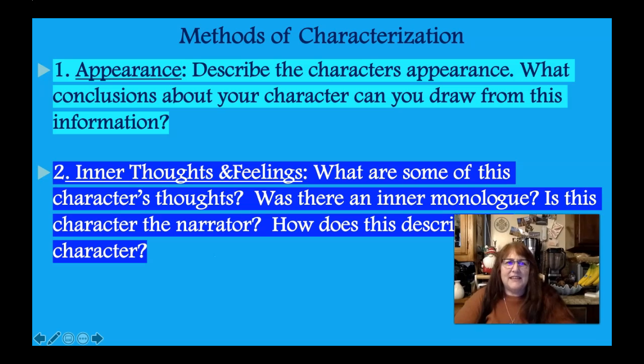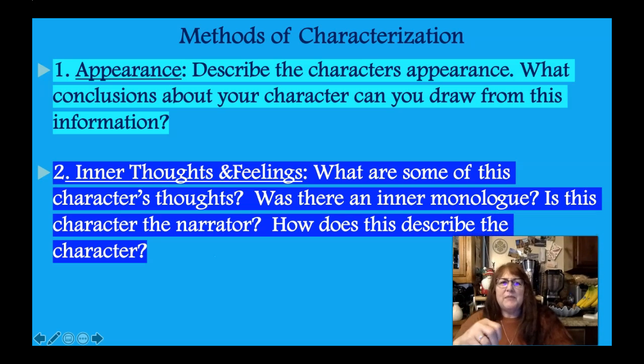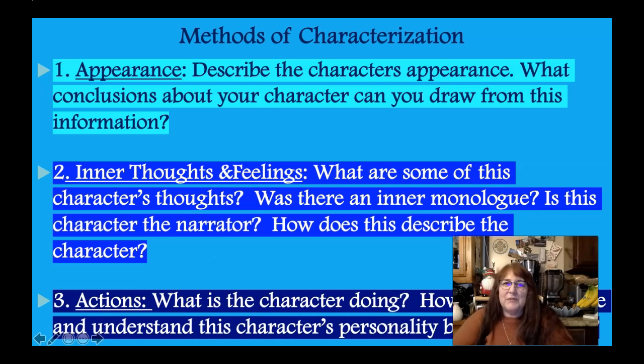The second one is inner thoughts and feelings. What are some of the character's thoughts? And you'll see the way different things are written, that if the main character is the narrator, like in To Kill a Mockingbird, when you read in 8th grade, there's always an inner monologue going on. And you can tell who she is based on the dialogue she has with her head, because she's the narrator. So you know how she feels about the neighbors, you know how she feels about her dad, and so on. Inner thoughts and feelings.